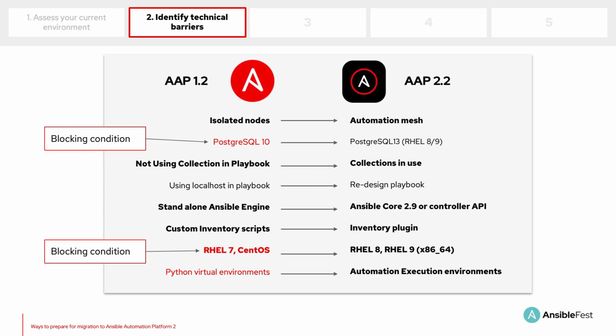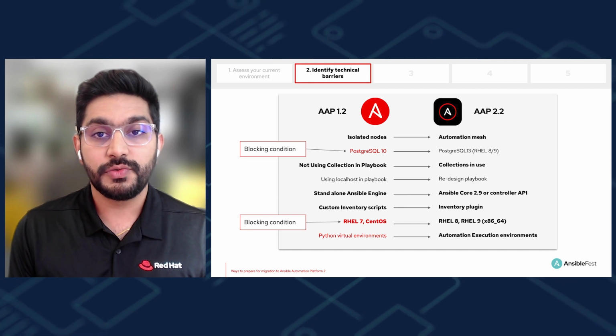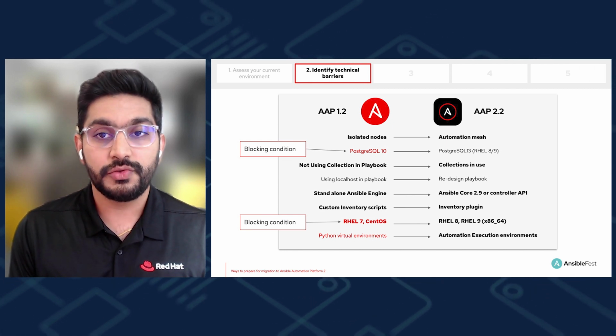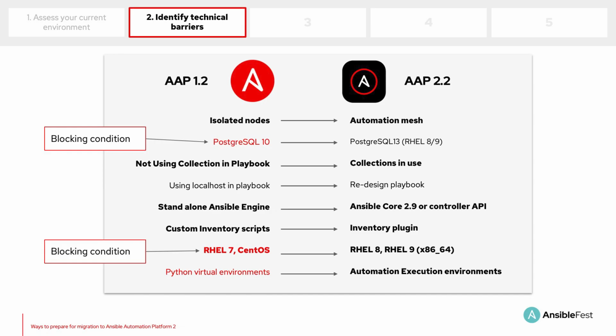Third, not using collections to collections in use. It is recommended that you change your playbooks used in Ansible Tower 3.8 to using collections now. This is not a blocking condition, but this change will help you understand and adopt the platform in a seamless way, as other features like execution environments and private automation hub, the usage of those are connected to content collections.